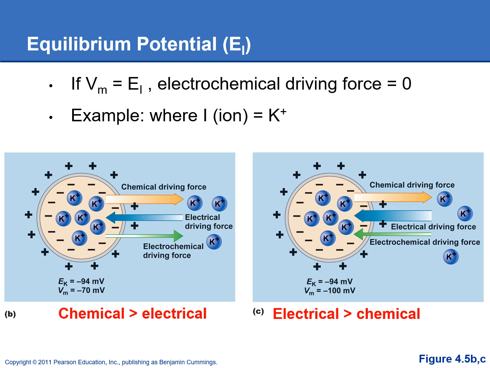Here's just a few pictures from your book. The one on the bottom left is showing the chemical driving force larger than the electrical driving force. So when you add those two together, you can see that the chemical driving force wins, and so the electrochemical driving force will be out of the cell. And in the picture on the right, the electrical driving force is larger than the chemical driving force. So when you add those two together to get your electrochemical driving force, the electrical driving force being bigger wins, and so your electrochemical driving force will go into the cell.